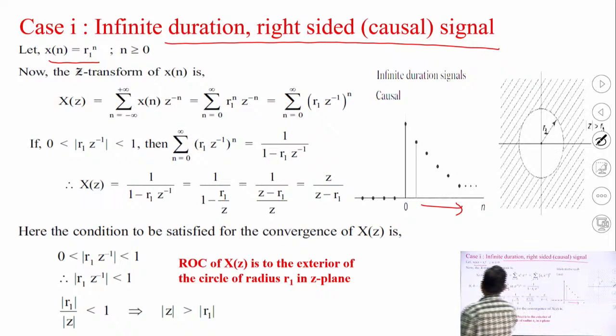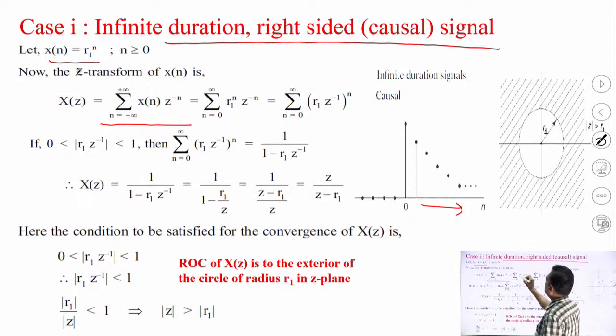This is the formula for the bilateral Z transform: summation n equals minus infinity to infinity of x[n] times z to the power minus n. Now we put x[n] equals r1 to the power n here, giving r1 to the power n times z to the power minus n, where n is only applicable for n greater than or equal to 0, so the limit will be from 0 to infinity. This we can write as the summation of (r1 z to the power minus 1) whole power n.